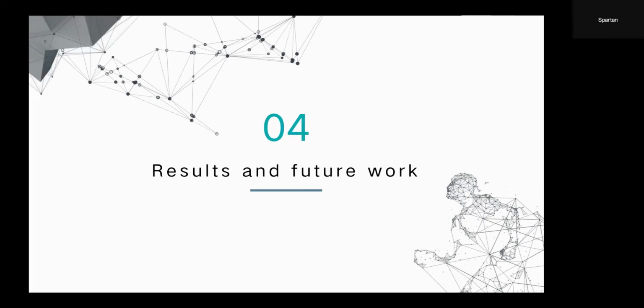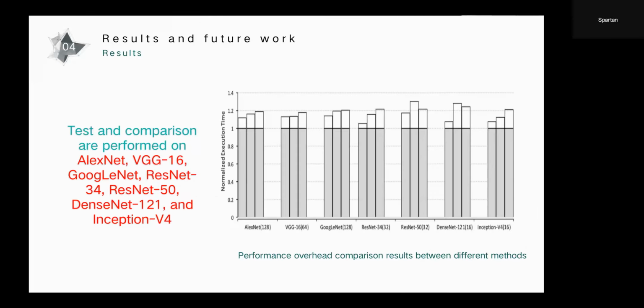The last section is results and future work. In order to verify the effectiveness of the strategy selection mechanism, the test selects 2 existing single memory optimization methods, recompute and CPU-GPU transfer, as the comparison objects. Next, tests and comparisons are performed on a series of representative neural network models, including AlexNet, VGG16, GoogleNet, ResNet34, ResNet50, DenseNet 121, and Inception V4.